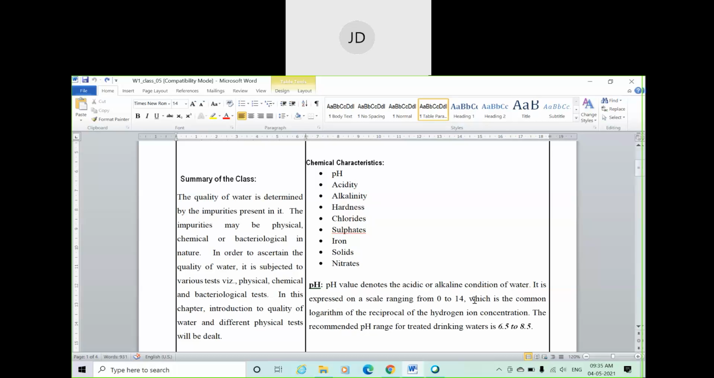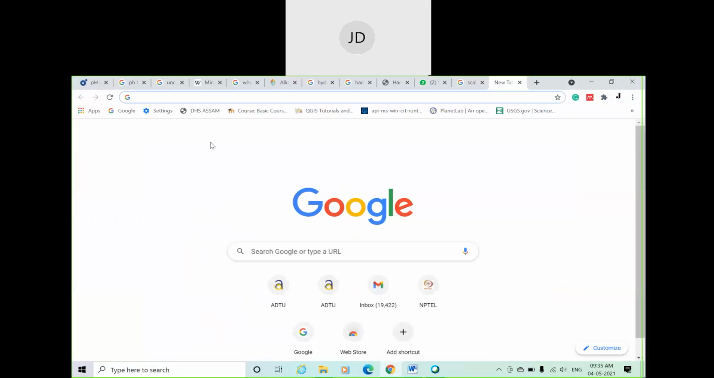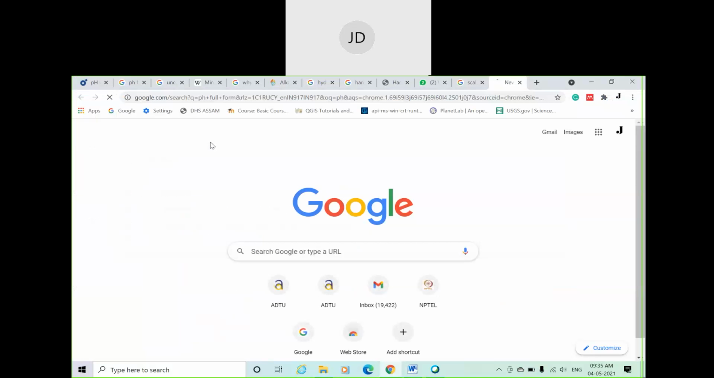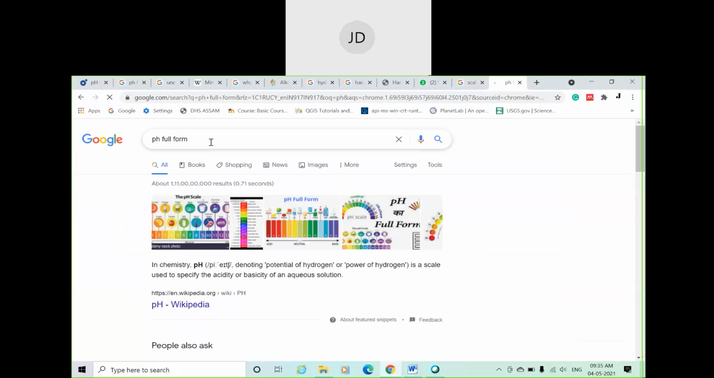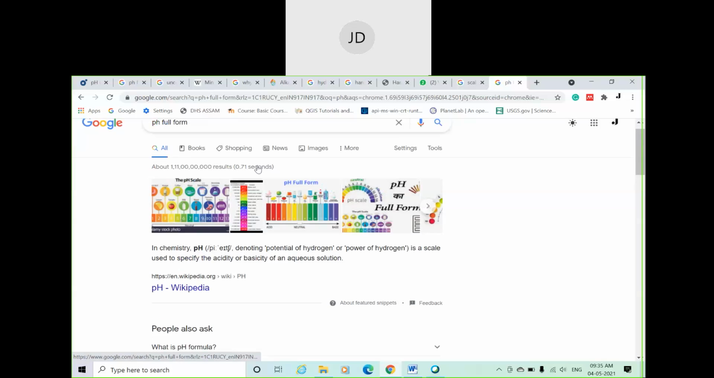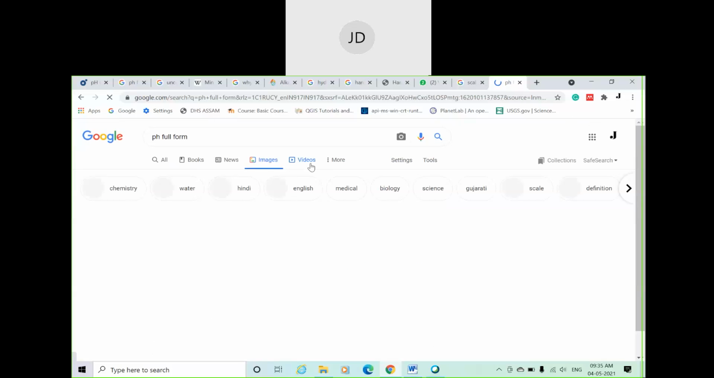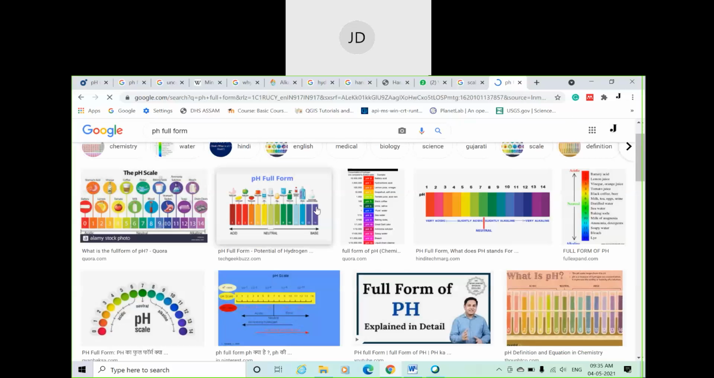H plus ion, right? So let me give you that part. Let me check how to represent pH. Let's find out whether the pH formula is given or not. Let me check. Somewhere it will be there.